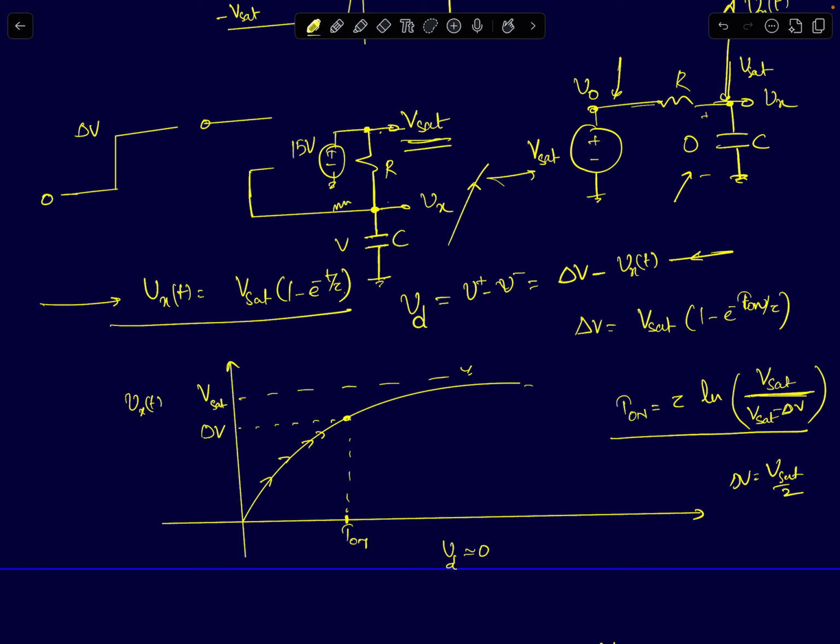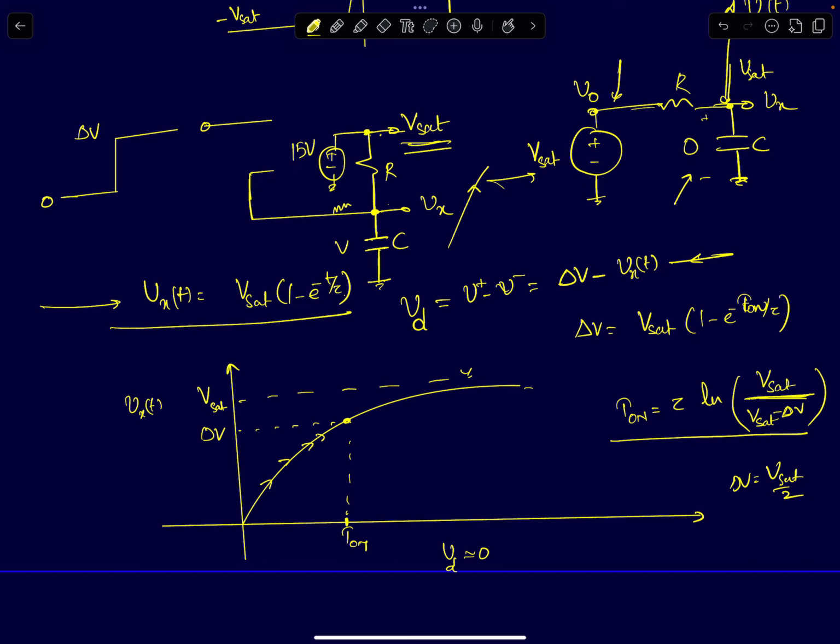What is of interest to us? When the differential input to the op-amp becomes 0, then the op-amp will come into the high gain region. The time at which the op-amp reaches this can be found by this expression. So all you need to do is find the node voltage Vx of t and find the time at which it reaches delta V volts. When Vx of t reaches close to delta V, the differential input reaches close to 0. So the op-amp will now come into a very high gain region.